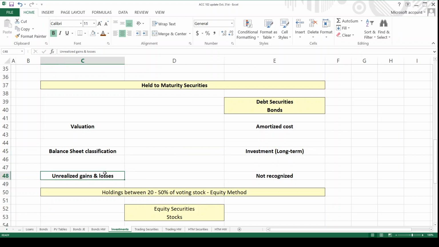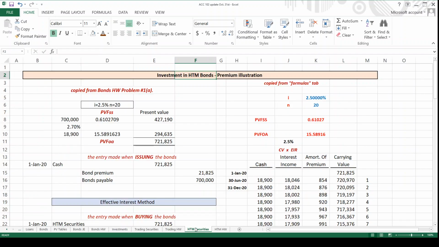There are no unrealized gains and losses. So it doesn't matter whether the price of the bonds goes up or down after the initial purchase. Not recognized. HTM securities. We intend to hold them to maturity. Yeah? Okay, so let's look at the accounting for this.